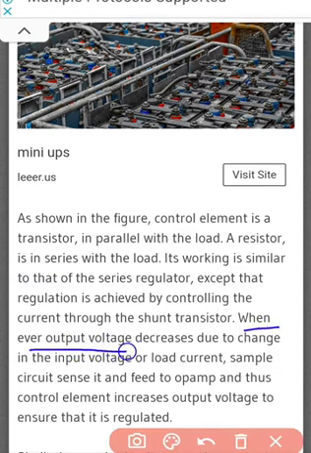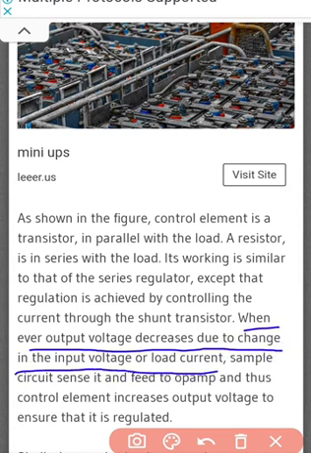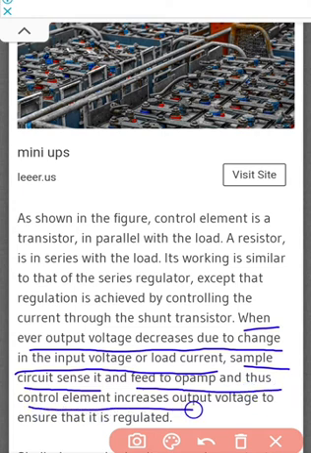Whenever the output voltage decreases due to a change in the input voltage or load current, the sample circuit, which you can see above, senses it and feeds it to the operational amplifier, and thus the control element increases the output voltage to ensure that it is regulated. So this is the important part.